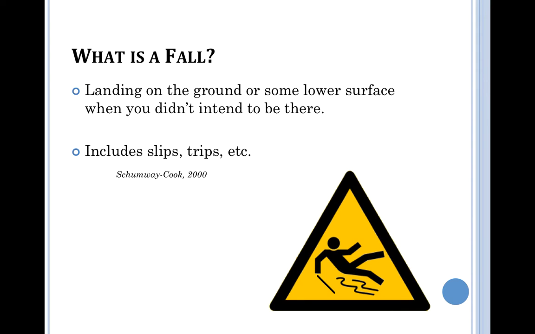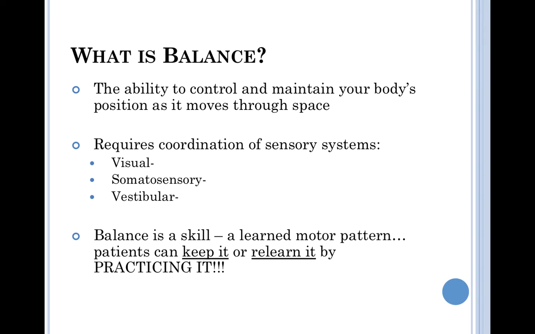Alrighty, so what is a fall? It's landing on the ground or some lower surface when you didn't intend to be there. This includes slips and trips. What is balance? Balance is the ability to control and maintain your body's position as it moves through space. Now, this requires coordination of sensory systems. So 3 of them, your visual, your somatosensory, and your vestibular.